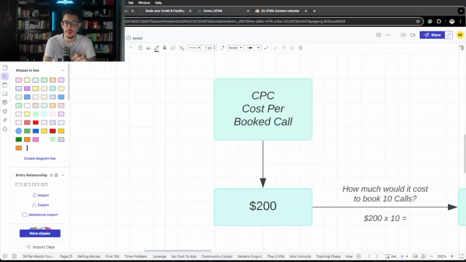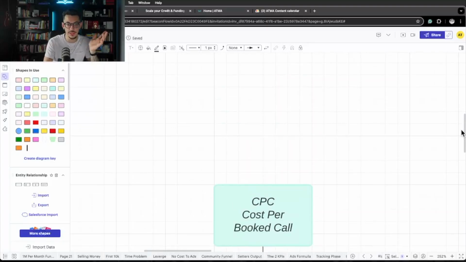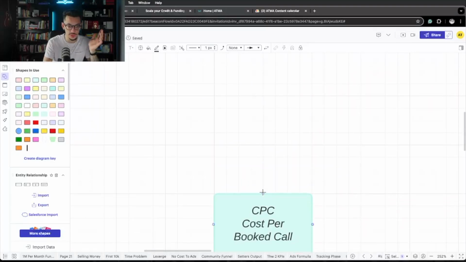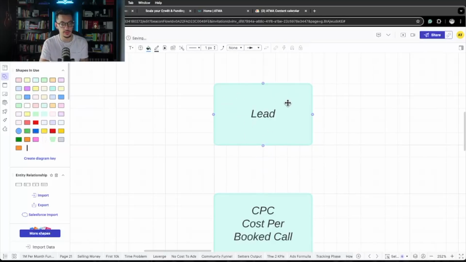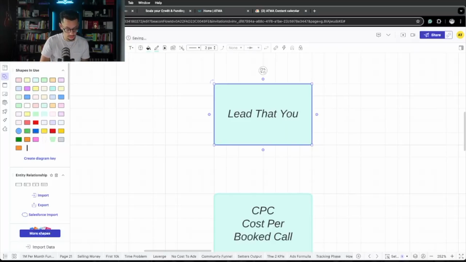So one of the first things you've got to find out is, like I said, your cost per book call. Now, if you don't know your cost per book call, then it's rough. And how does this happen? Pretty much, you have an ad or a lead, I should just say a lead that you qualified.